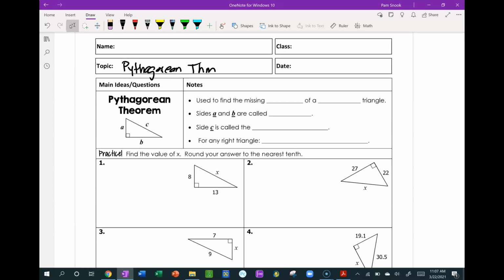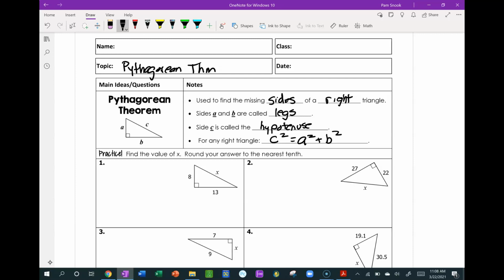So the Pythagorean Theorem is used to find the missing sides of a right triangle. This is important. The triangle has to be a right triangle. It does not work otherwise. A and B in our diagram are called the legs, and C is the hypotenuse. And then for any right triangle, C squared is going to equal A squared plus B squared.